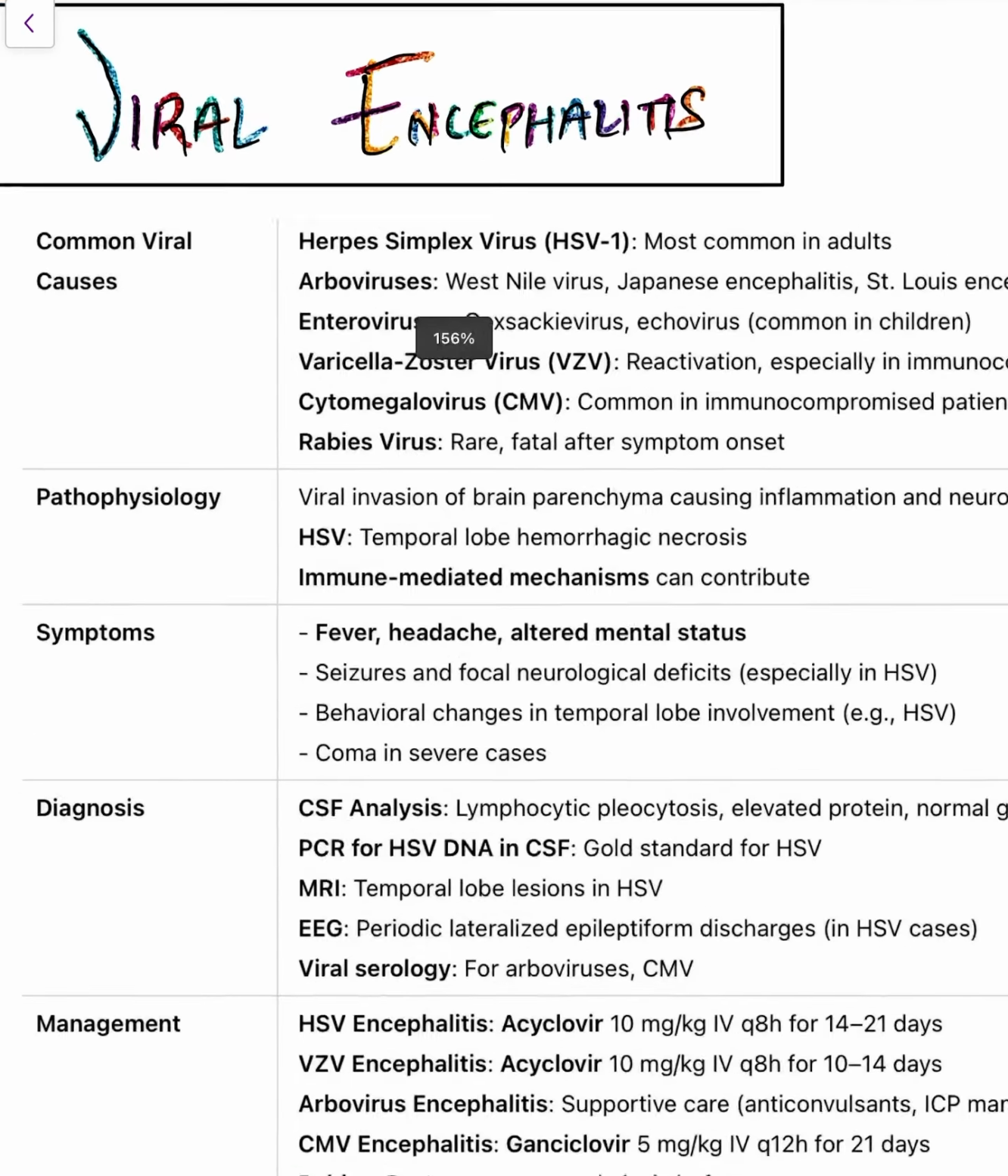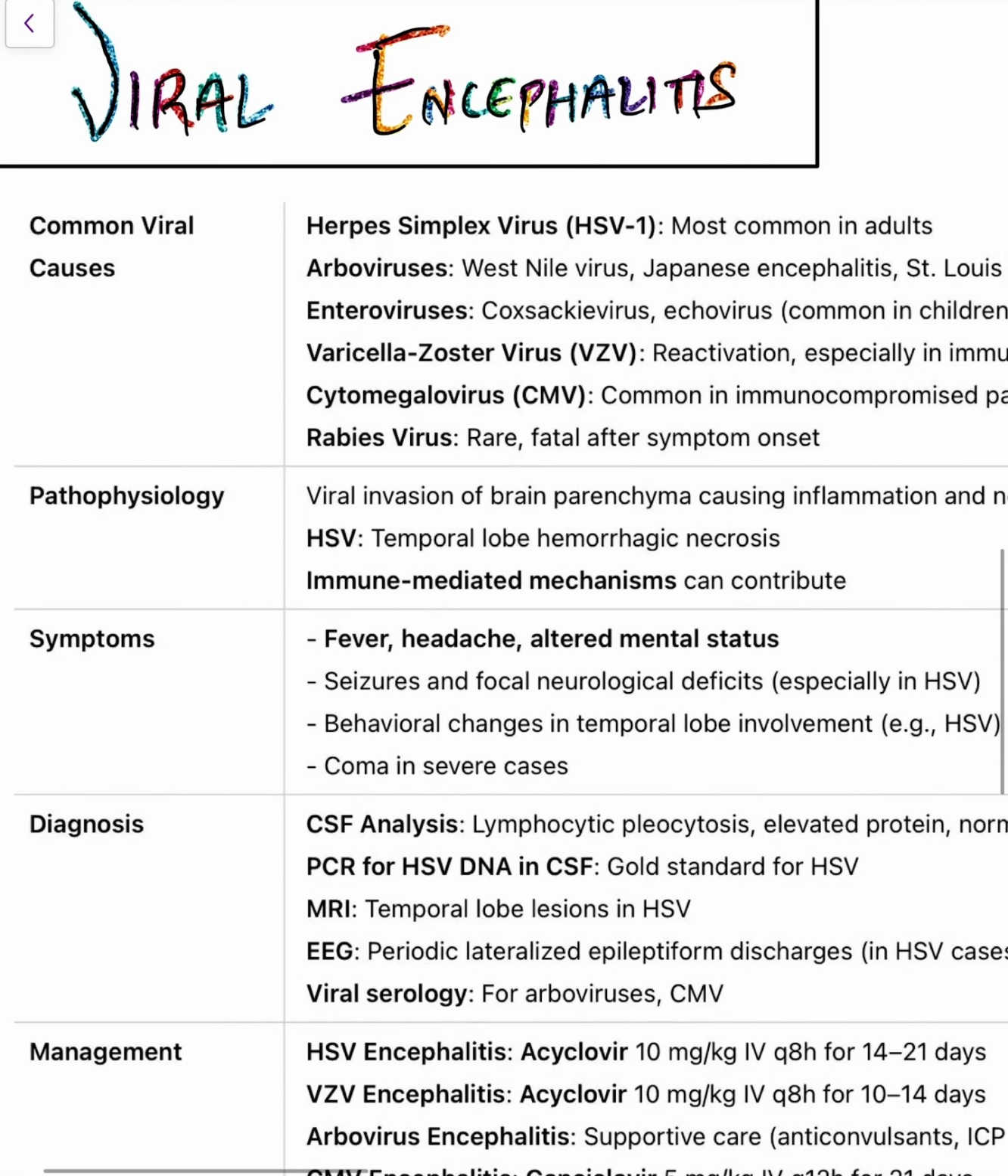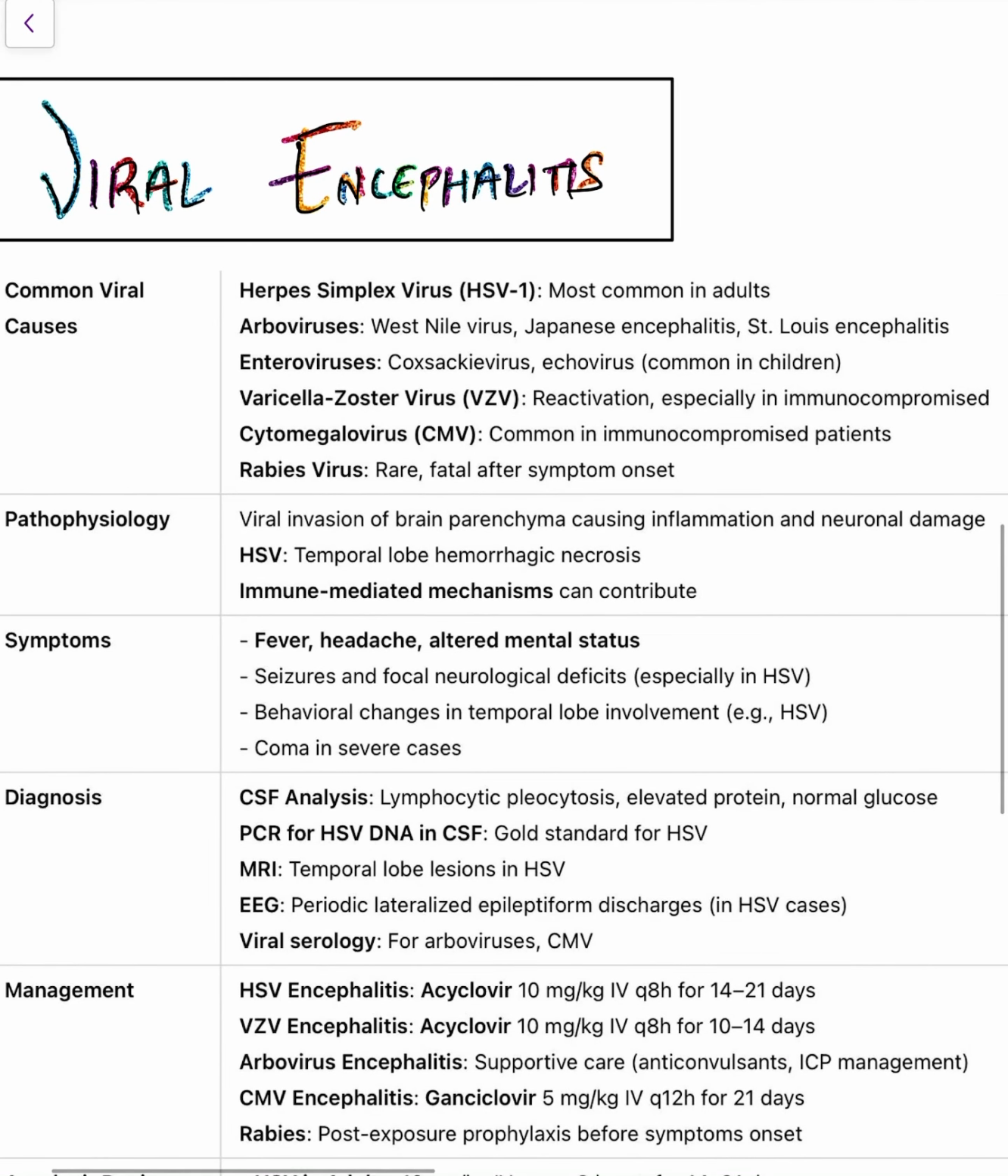So the common viruses which lead to encephalitis we'll see. Herpes simplex virus, HSV1, which is most common in adults. Other than that, even HSV2 can be there, varicella zoster virus and cytomegalovirus, that is the herpes family. But CMV, if you see, is common in immunocompromised patients, even varicella zoster.